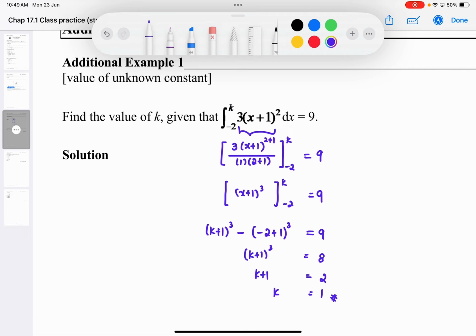There's a try one at the bottom. Can y'all try that one now?